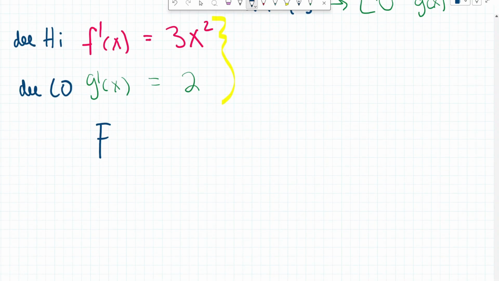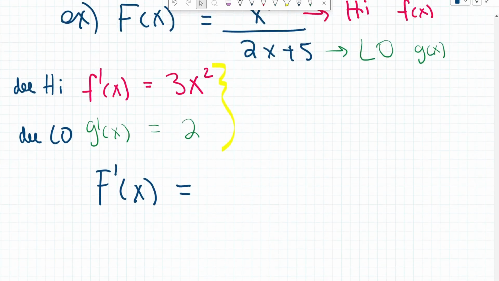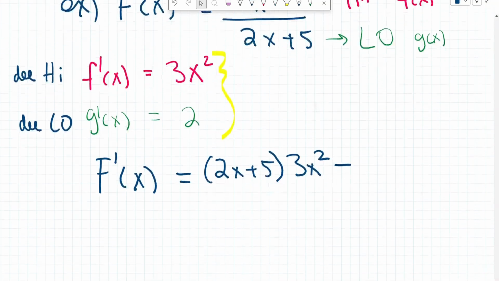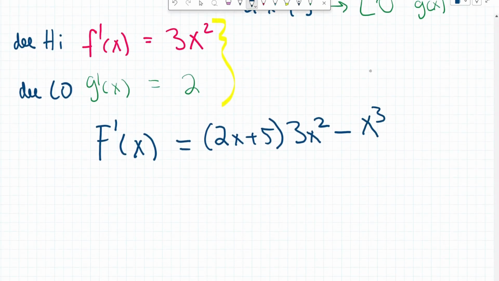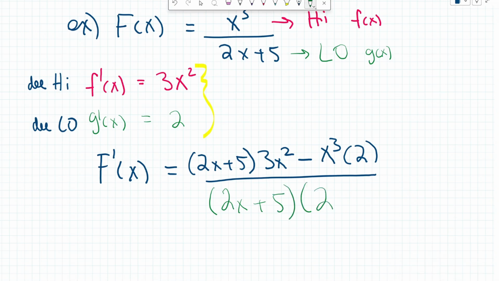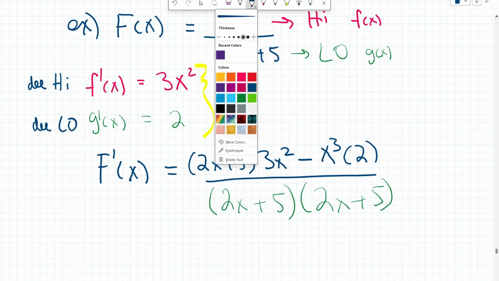So f prime equals low, which is this term over here, 2x plus 5, d high, which is this one, 3x squared, minus high, which is x to the power of 3, times d low, which is just 2, over low low, 2x plus 5 multiplied by 2x plus 5. So now all we have to do is simplify this, and then we get to our answer.